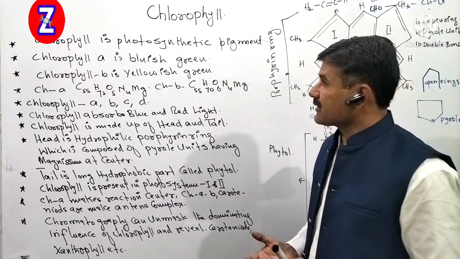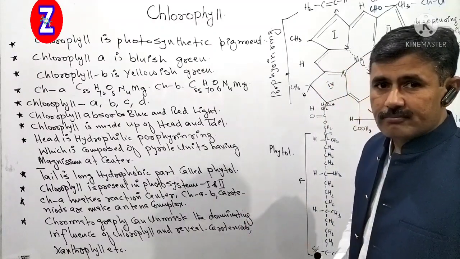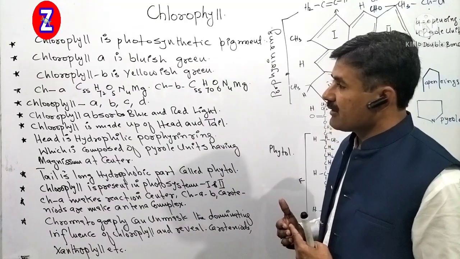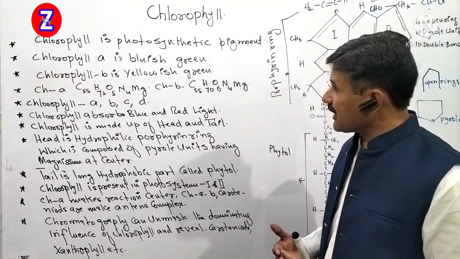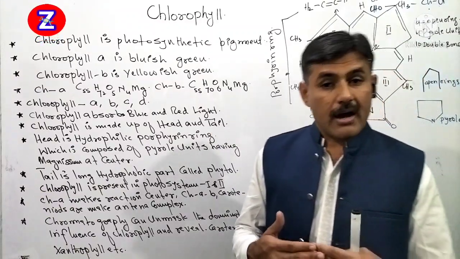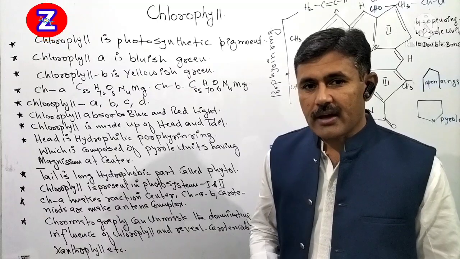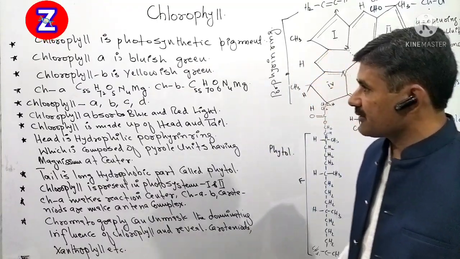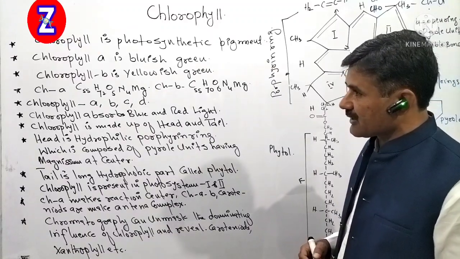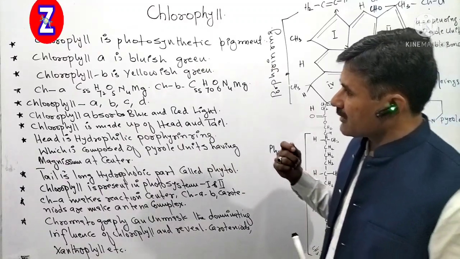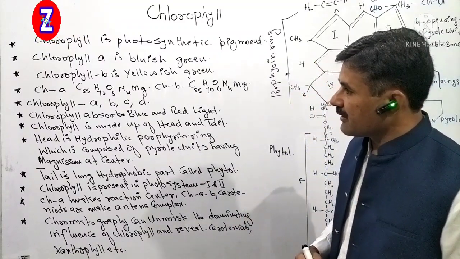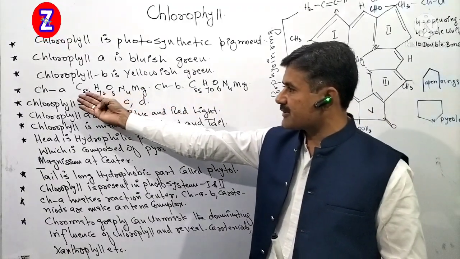What is chlorophyll? Chlorophyll is a photosynthetic pigment. Chlorophyll can be of two types. It can be chlorophyll A, which is bluish green in color. As we know, chlorophyll not only absorbs light, but it also reflects, and when it reflects, it produces colors. Chlorophyll A, which is a necessary pigment, is bluish green in color, and chlorophyll B is a yellowish green pigment. We have also mentioned the formulas.